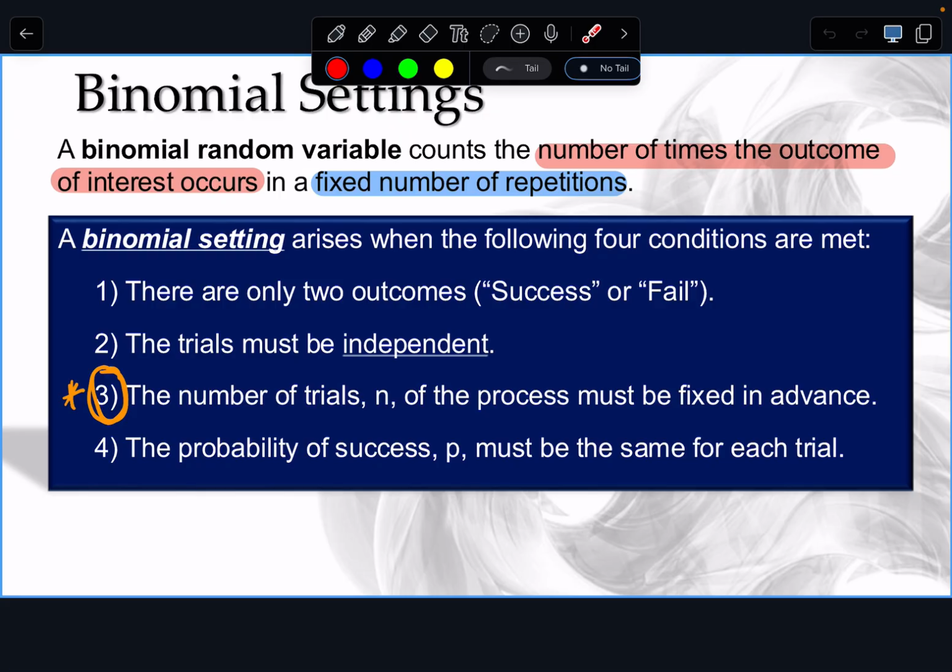And then the fourth condition, the probability of success, which we're going to denote with a lowercase p. So that's another notation that you want to make sure you get down. But the probability of success must be the same for each trial. Now that second condition and that fourth condition kind of go hand in hand. The trials being independent means that from one trial to the next, my probability of success is going to remain the same.